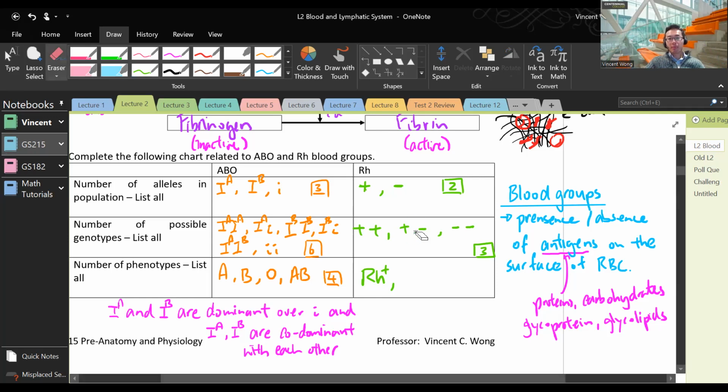So here you can make the Rh proteins and put it on the surface. That will cause you to become Rh positive. And if you are negative for both, then you will turn out to be Rh negative. So 2 different phenotypes. Okay.